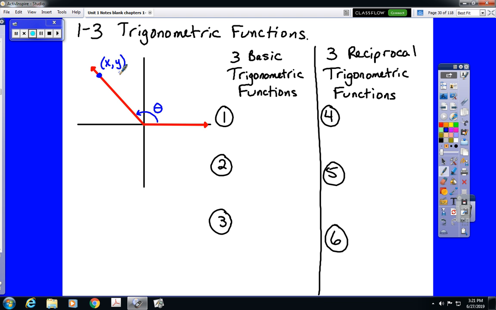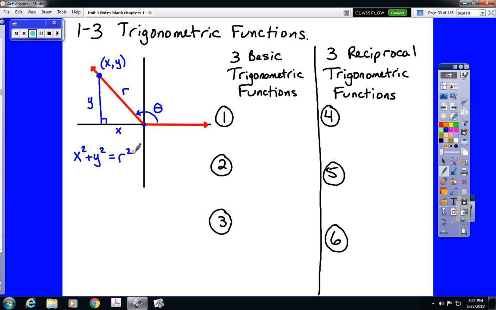And remember that Cartesian coordinates tell us that if we drop the altitude straight down to the x-axis, this will be x units and this will be y units. In this case, x would be a negative number and y would be a positive number. Now the last thing we're going to add is that the distance from the origin to the point xy we're going to define as r, the radius. And we need to keep in mind that the Pythagorean theorem states that x squared plus y squared will always equal r squared.